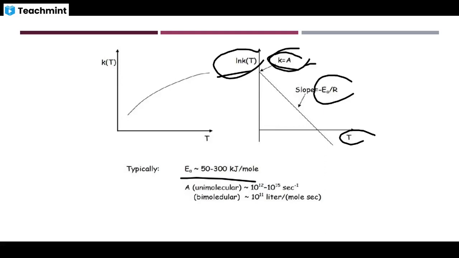A for a unimolecular reaction means the pre-exponential factor is normally 10 power 12 to 10 power 15 per second. Bimolecular means 10 power 11 liter per mole second. Okay, the units are all very important.